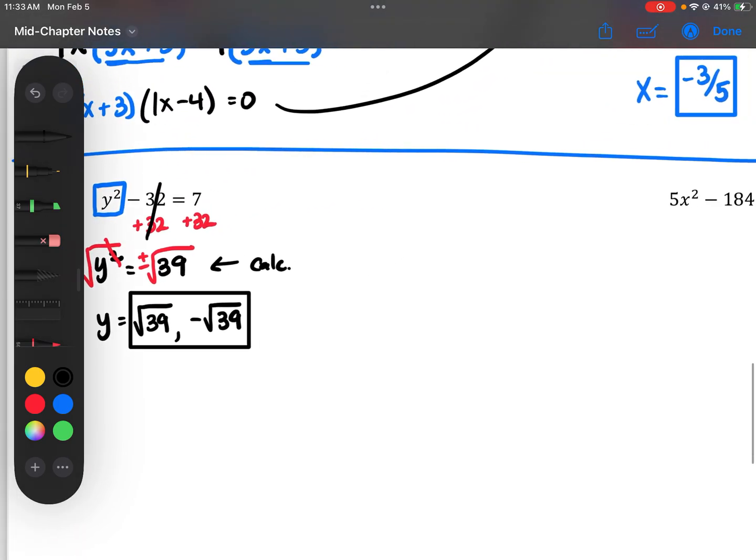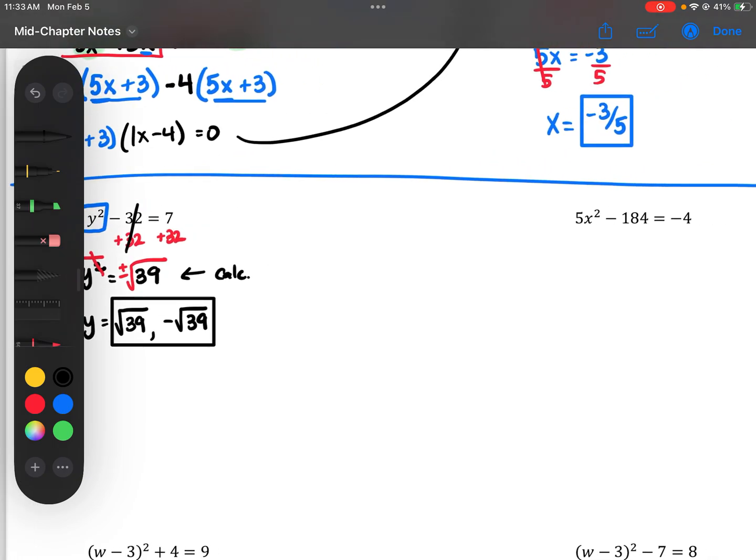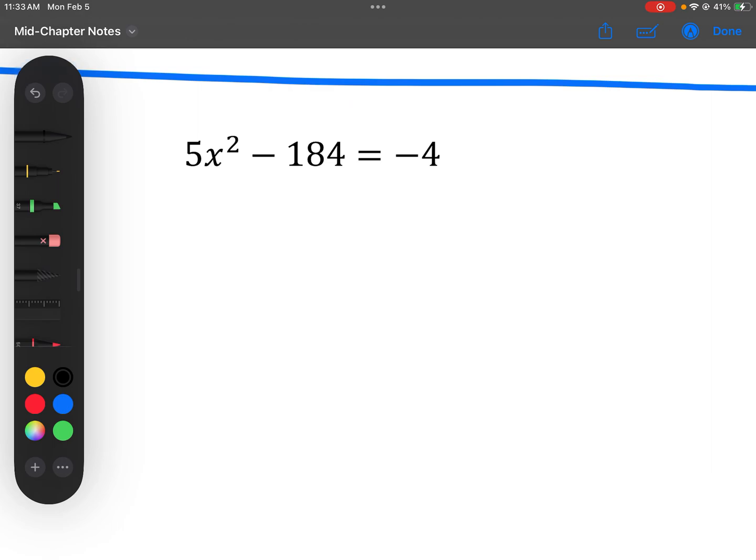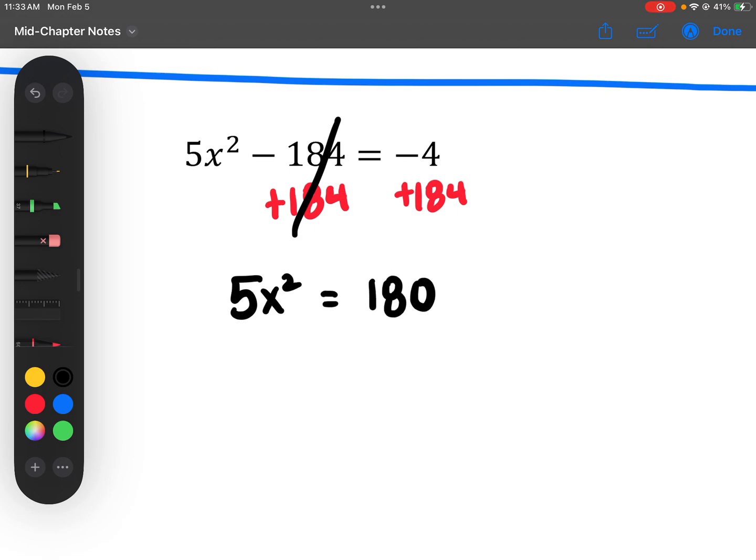Let's go ahead and do the next example. So that was our first one. Let's jump over here. Same idea. So I'm going to get the x squared by itself. First thing I'm going to do is add 184 to both sides. So I have 5x squared, those cancel, equals 180. Then I'm going to divide both sides by 5 so that I get the x squared completely by itself. So I have x squared equals, and then 180 divided by 5 is 36.